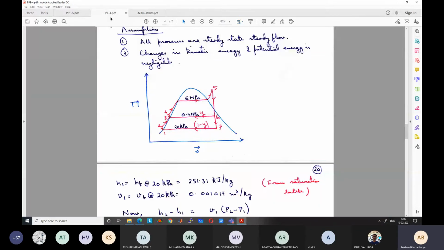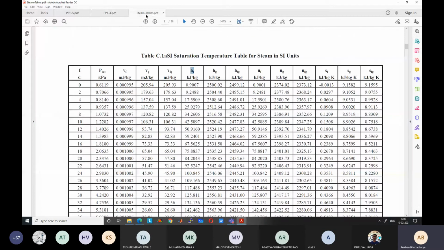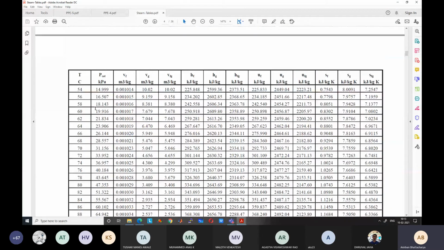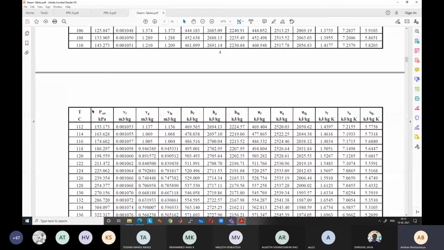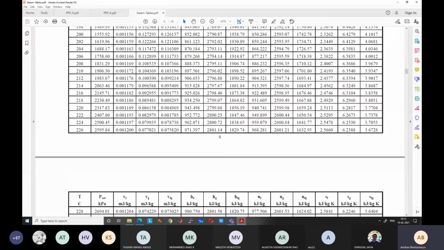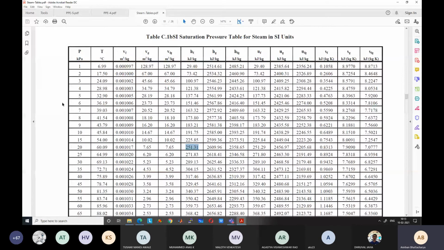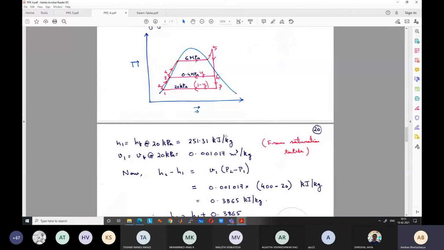So you have the table also, you can open and check alongside me. So we have to go to 20 kPa pressure. The saturation pressure table for steam, okay, same table but in terms of pressure. So let us go to 20 kPa. So this is the 20 kPa pressure line. So our Hf value here is 251.31 kilojoule per kg. So H1 is equal to Hf at 20 kPa, which is equal to 251.31 kilojoule per kg.